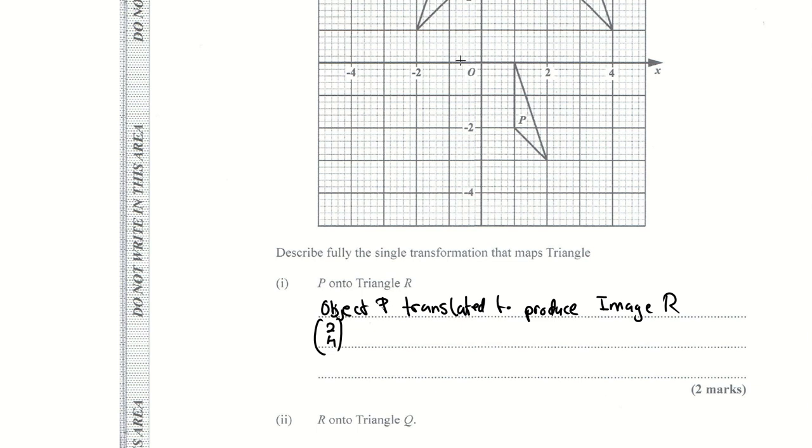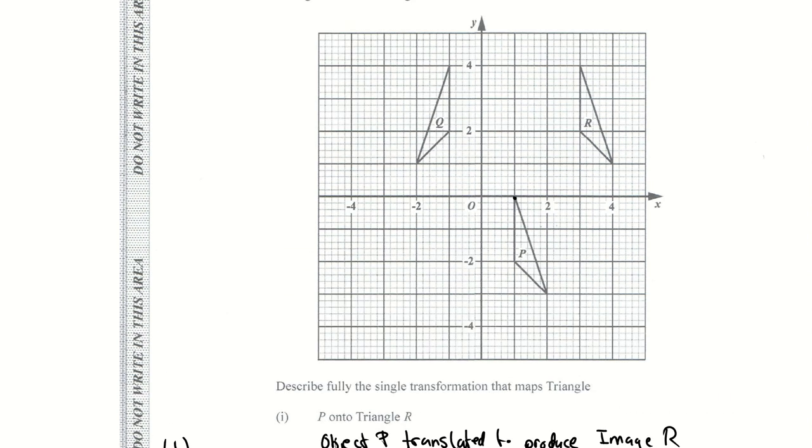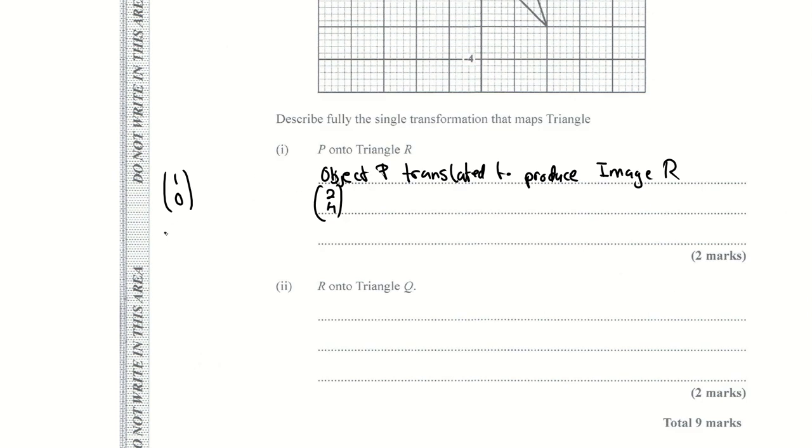Or what you could have done is take a coordinate of P. Let's take this one, which is 1 on top, 0 at the bottom. And then we go to 3 on top, 4 at the bottom. So 3, 4 minus 1, 0. So it is your image minus your object to give you the translation. 3 minus 1 is 2, 4 minus 0 is 4, so you know that the transformation displaces 2 units.